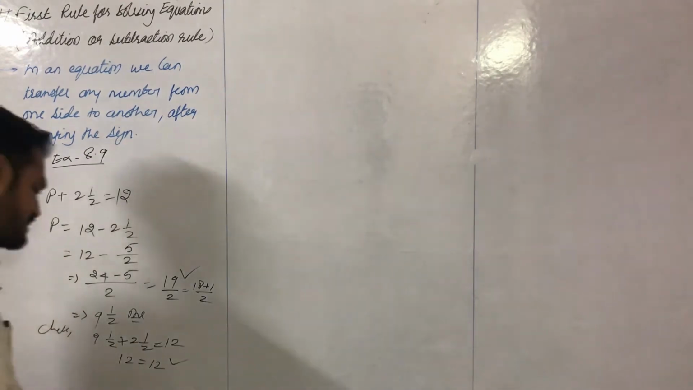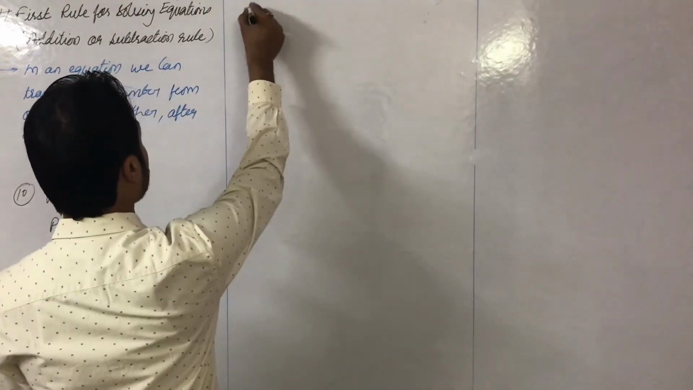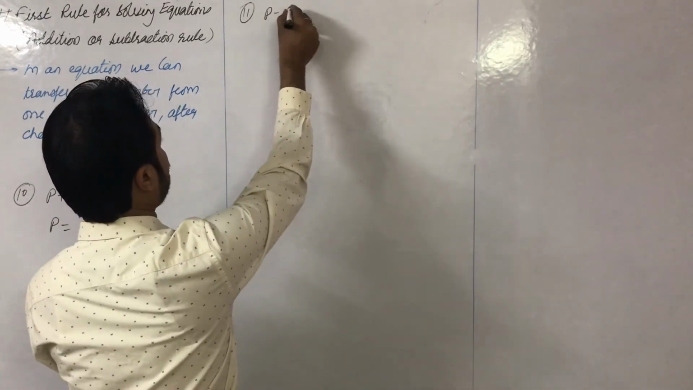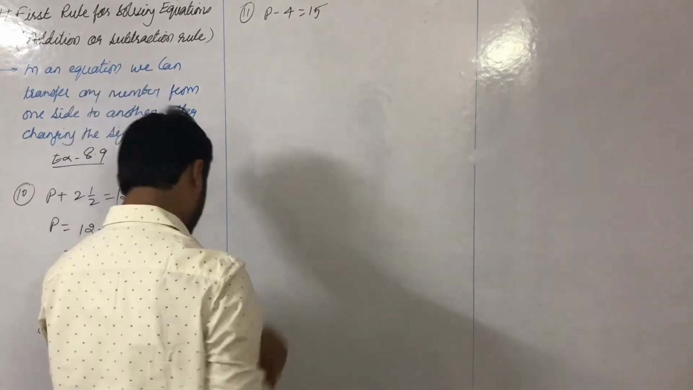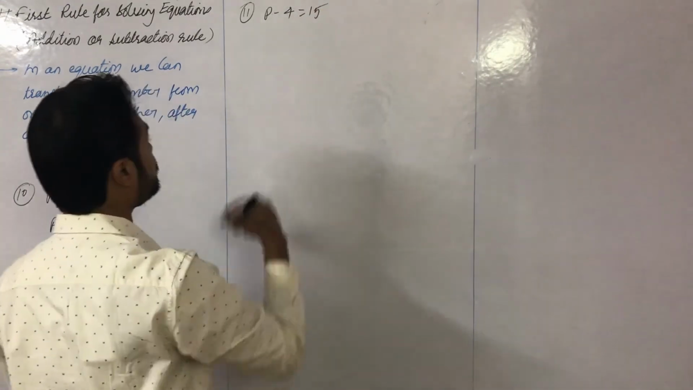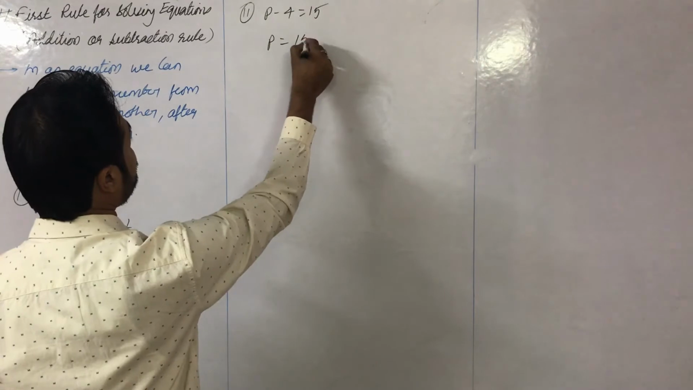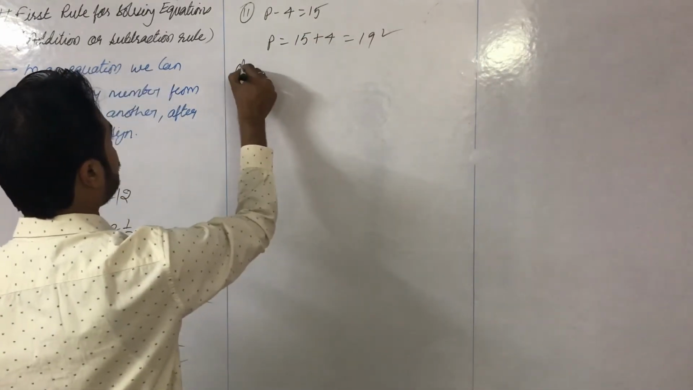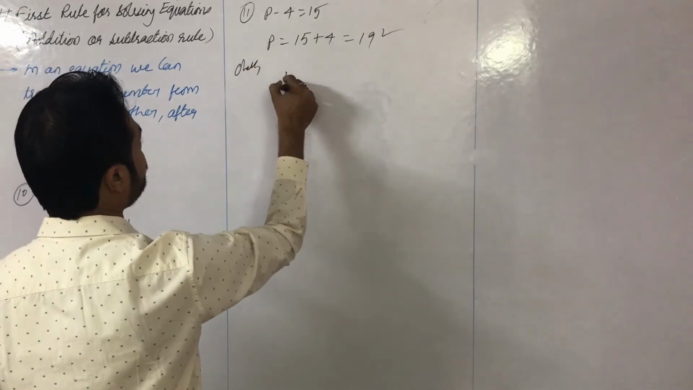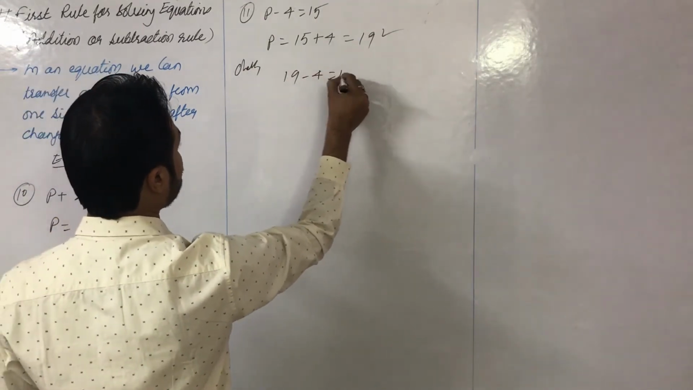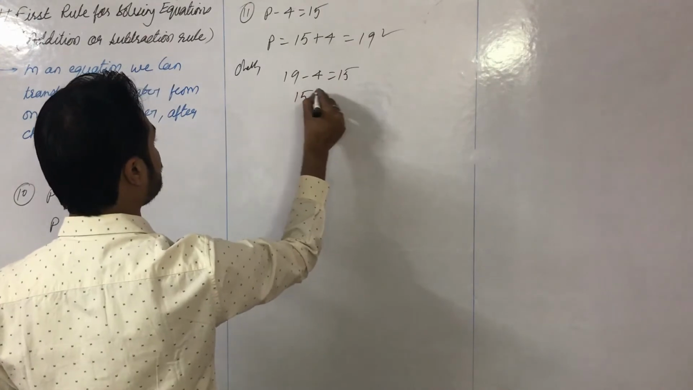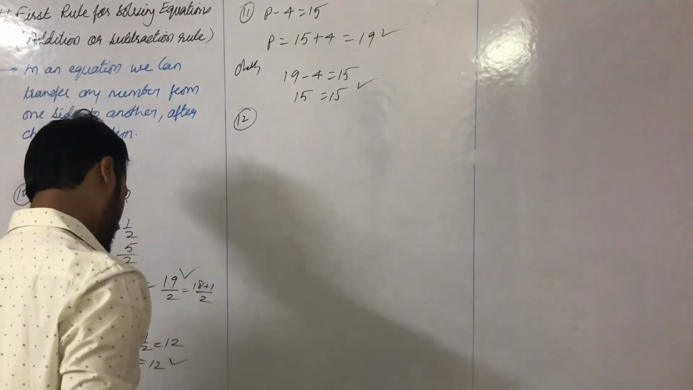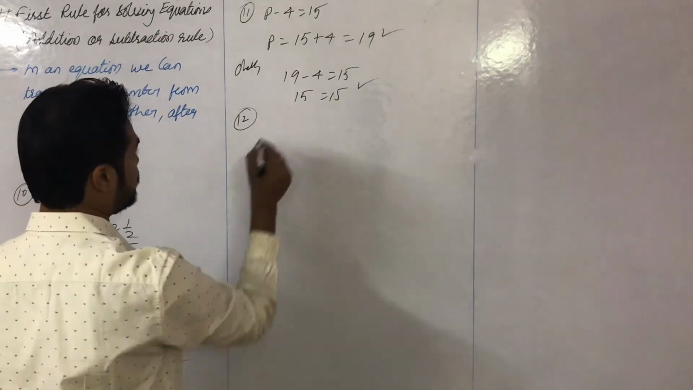Then next, question number 11. p minus 4 is 15. So the value of p is 15 plus 4 equals 19. And for check, we can put the value: 19 minus 4 is 15, equals 15. So correct. Then 12th, 5 equals x minus 2.